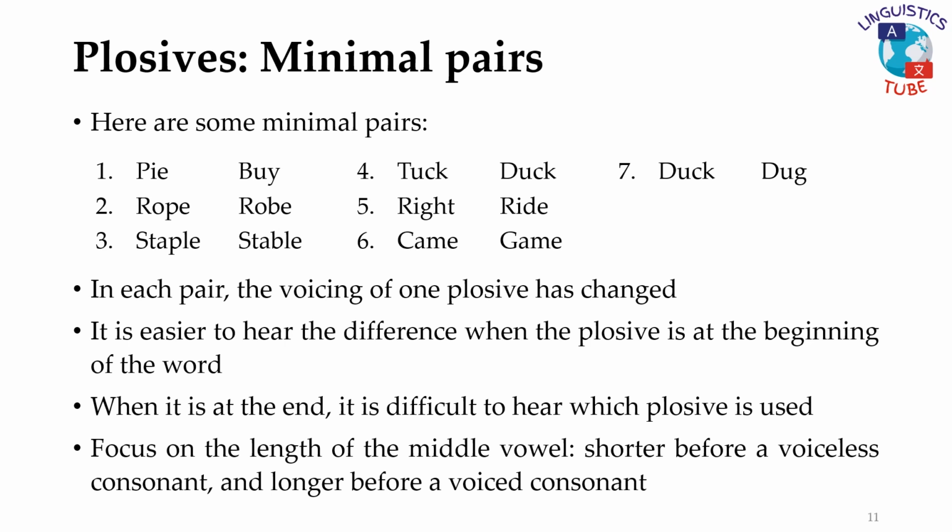If you have trouble with this, then I recommend that, instead of only listening to the consonant at the end, you can also pay attention to the length of the vowel in the middle of the word. In general, the vowel is often shorter before a voiceless consonant and longer before a voiced consonant. Listen again to rope, robe, duck, dug. Can you hear that the vowels are longer in robe and dug?